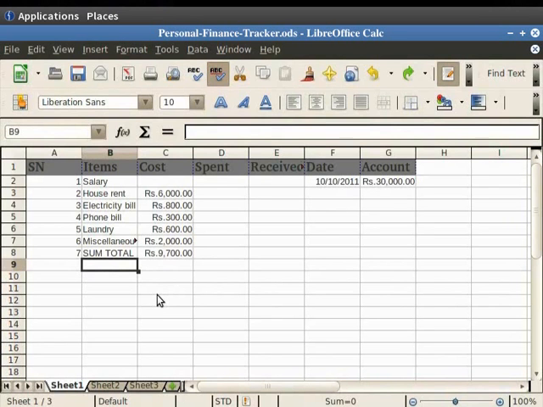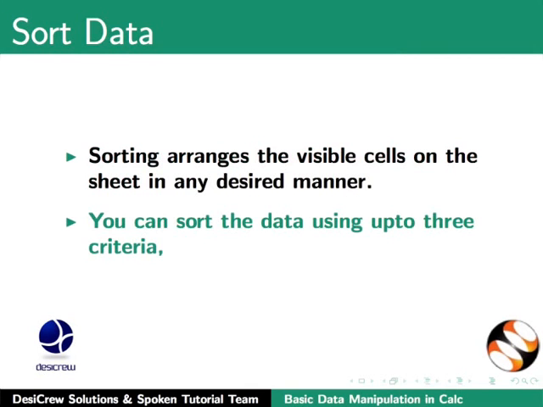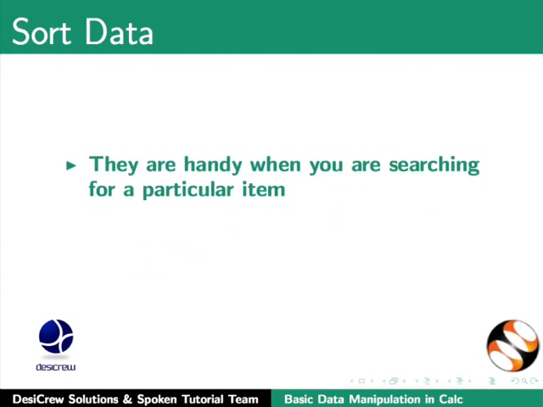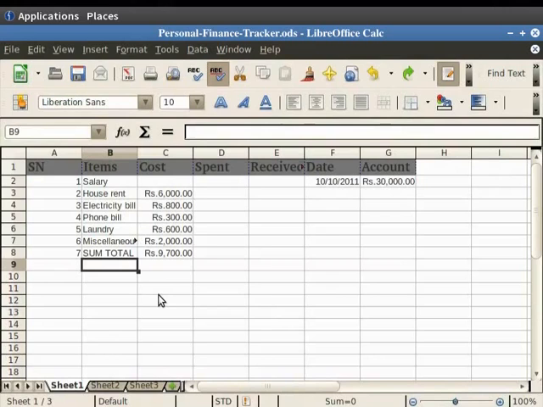Let us now learn how to sort data in a Calc spreadsheet. Sorting arranges the visible cells on the sheet in any desired manner. In Calc, you can sort the data using up to 3 criteria, which are then applied one after another. They are handy when you are searching for a particular item and become even more powerful after you have filtered data. Let's say we want to sort the data under the heading Costs in the ascending order.